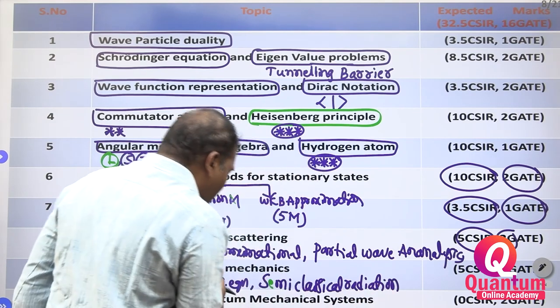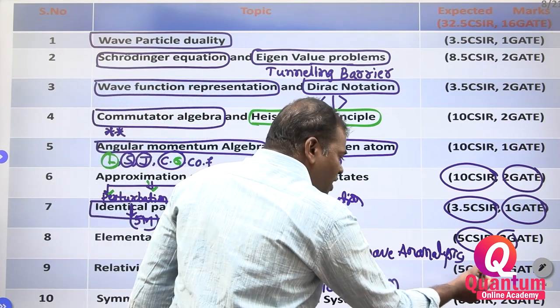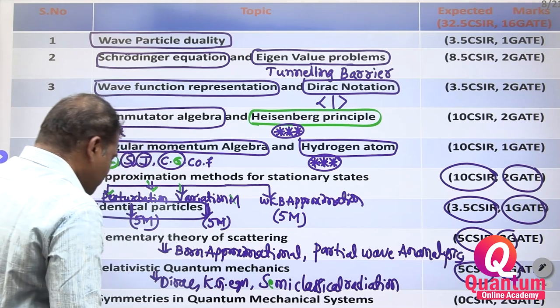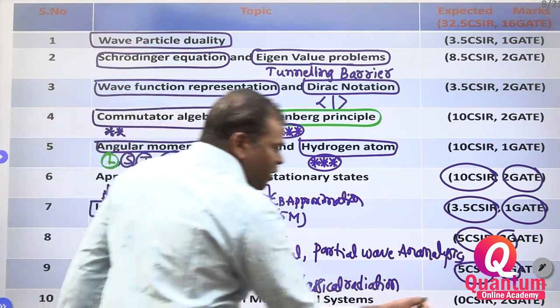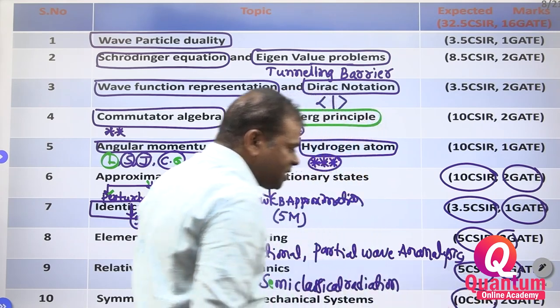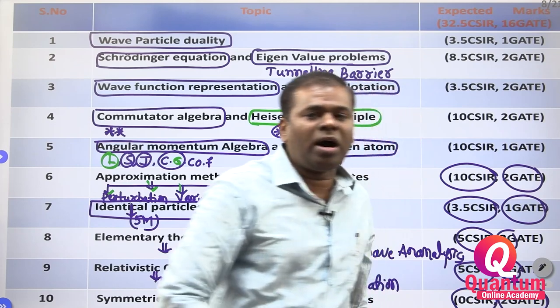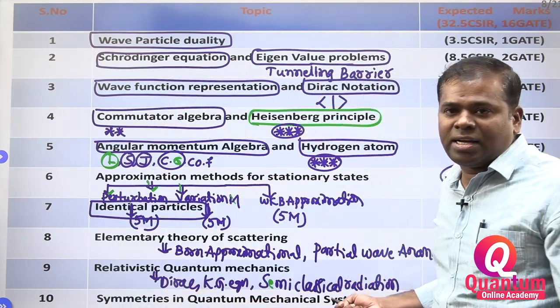Semi-classical radiation, that one also comes under relativistic quantum mechanics only. 5 marks, you will get it in CSIR, 2 marks for GATE. Symmetry in quantum mechanics was added recently. So it is 0 in CSIR, there is no symmetry in the CSIR syllabus. But in GATE, you are able to get 2 marks. Recently, they are adding symmetries in quantum mechanical systems.